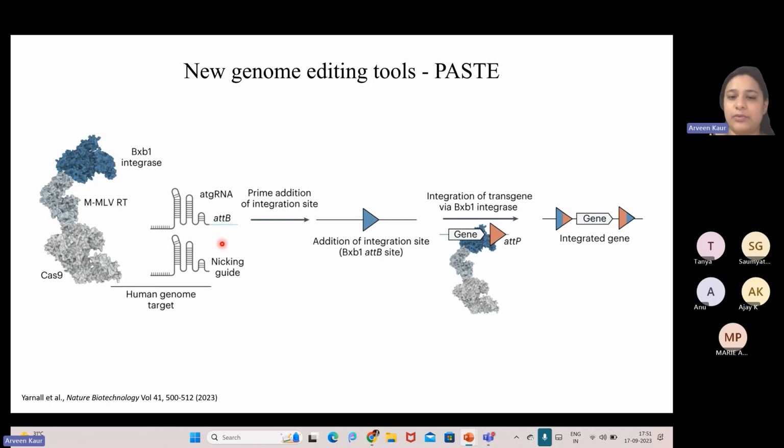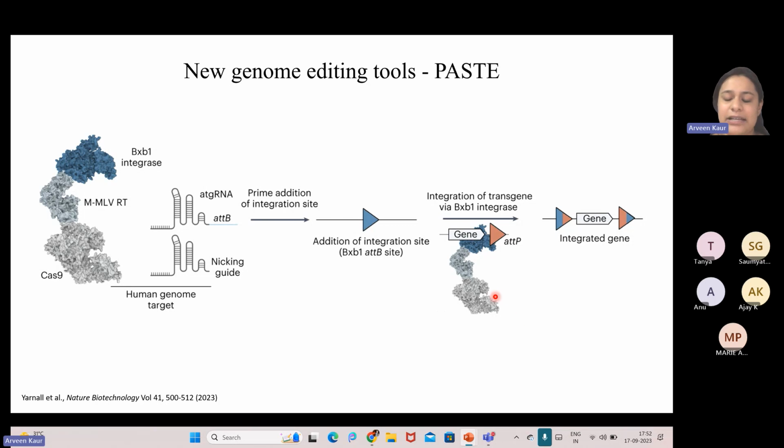For example, a prime editing tool only they have used, and they have introduced a small ATT-B site in this particular human genome target. Now, once this site was introduced, they have taken this particular protein which contained the gene and the ATT-P site. So this attachment P site basically goes and attaches to the attachment B site, right? And along with it, it has the gene, right? And both these are carried on the integrase, which is basically fused to a Cas9.